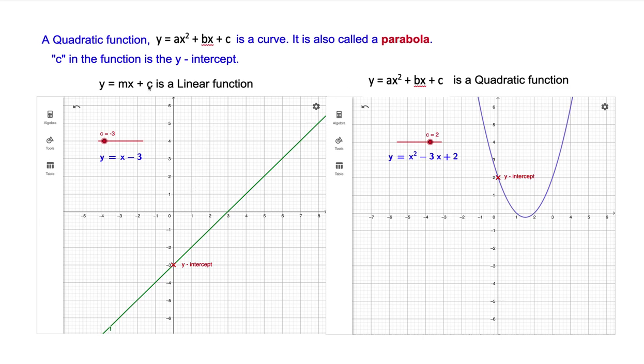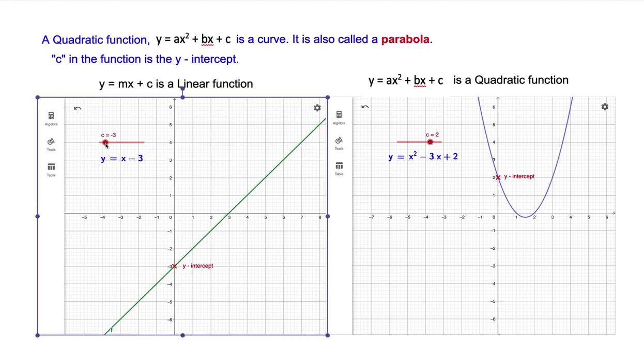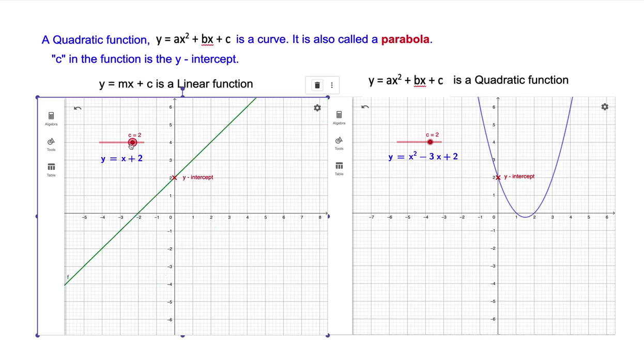We'll now take a look at c, which in a straight line shows the y-intercept. When c is 1, the line will cut at 1. When c is 2, the line will cut at 2. And when c is negative 3, the line will cut at negative 3 on the y-axis. So similarly, the c in a quadratic function is also the y-intercept.